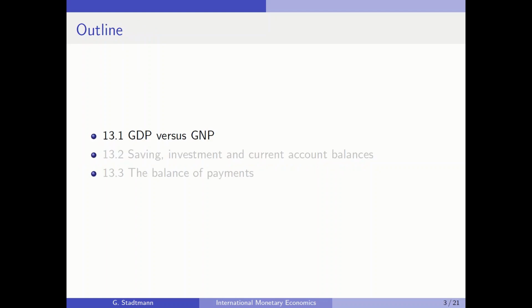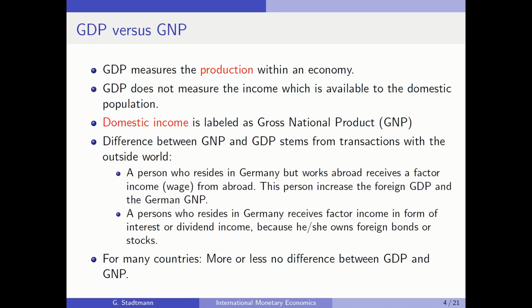So in the first step, I would like to talk about the difference between GDP and GNP. GDP measures the production within one economy, but GDP does not measure the income which is available to the domestic population. The domestic income is labeled as gross national product, GNP, and the difference between GNP and GDP stems from the transactions with the outside world.